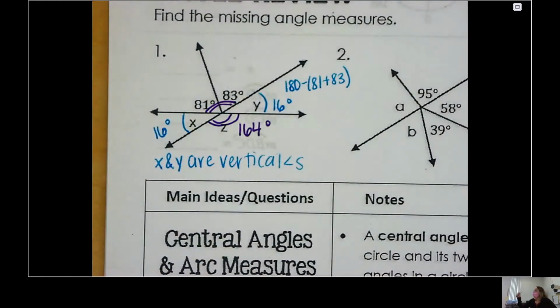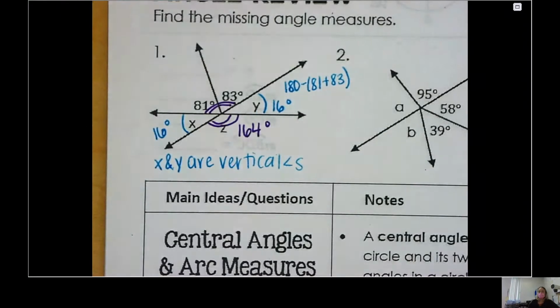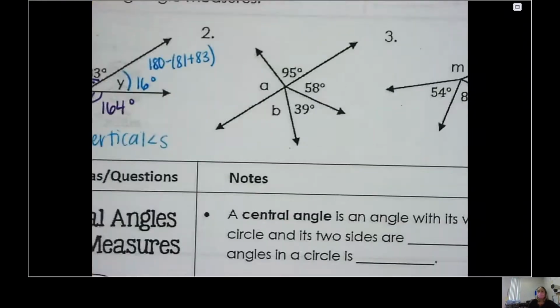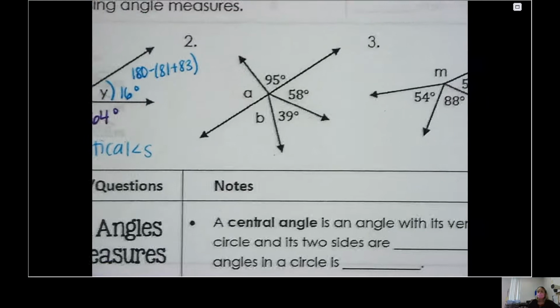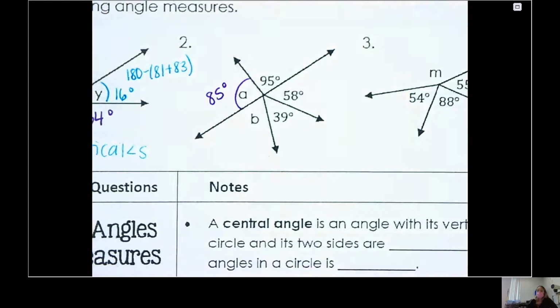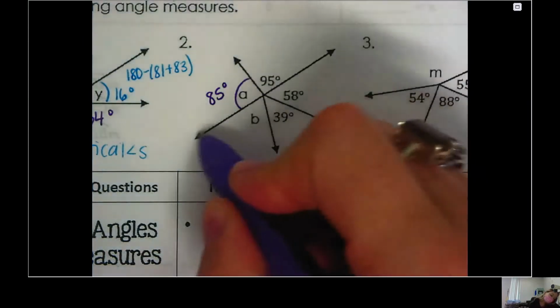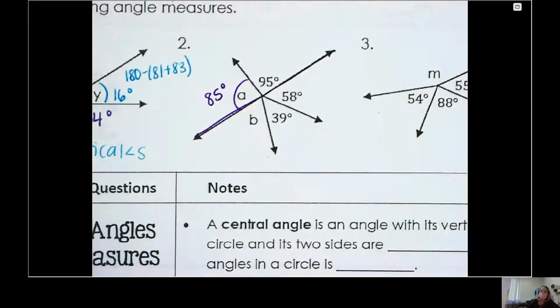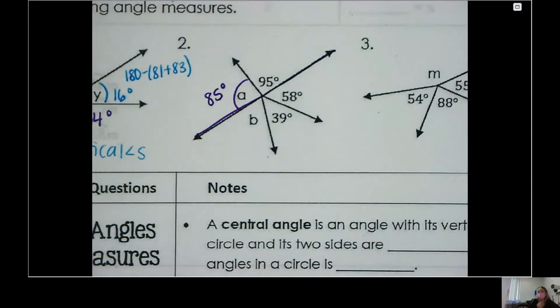Okay, so if you can do that, you're going to be successful at what we do today, because we're going to do the exact same thing today, except it's going to be inside of a circle instead of just straight angles. All right, number 2. You have to figure out angle A and angle B. Who knows one of them? Angle A is 85. How'd you get 85? Yep, 95 over here makes a straight line. So you did 180 minus 95, you got 85. Great.